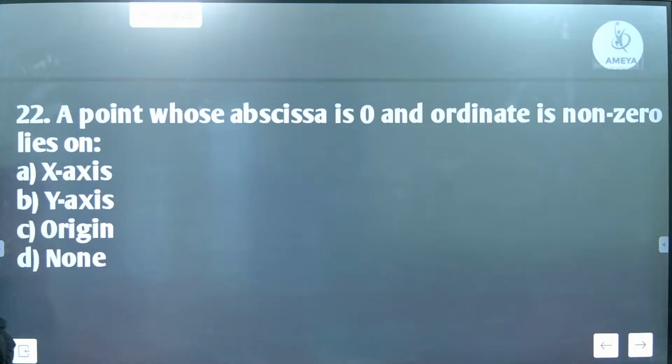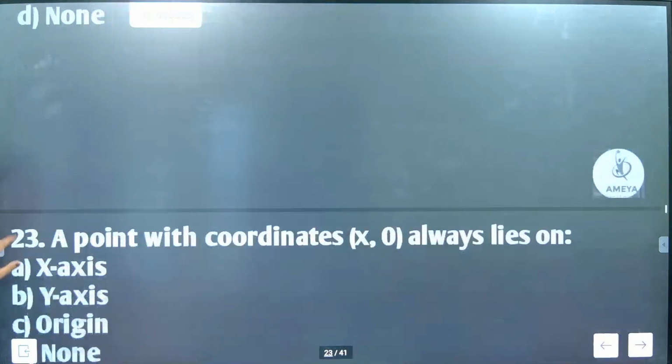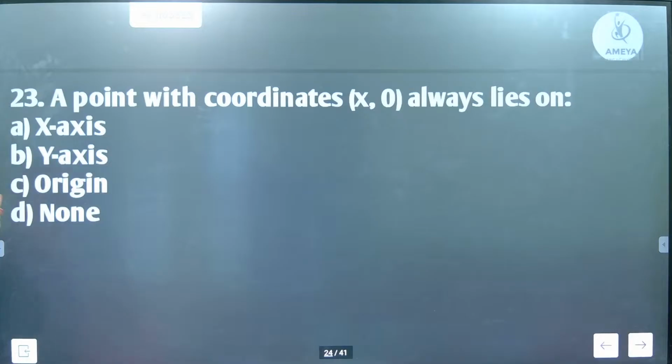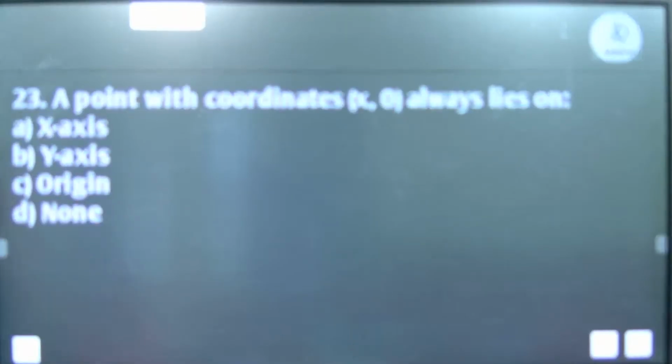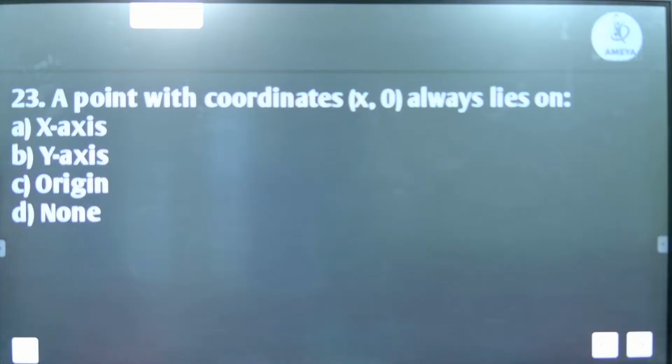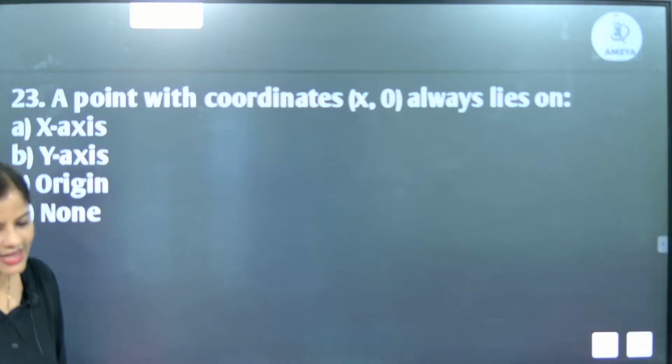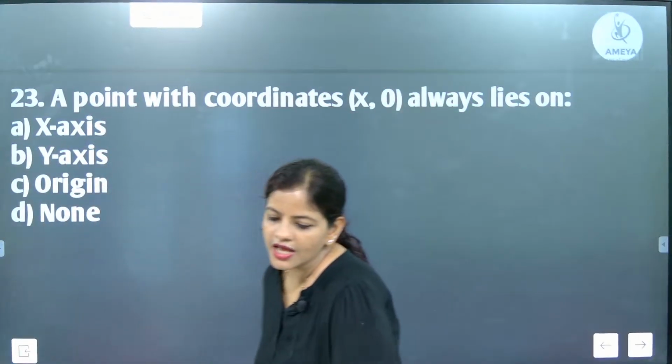Atharv and Aru, absolutely correct. Ira, absolutely correct, beta. I hope all of you have given the correct answer. Shall we go for the next question, beta? A point with coordinates (x, 0) always lies on the x-axis.